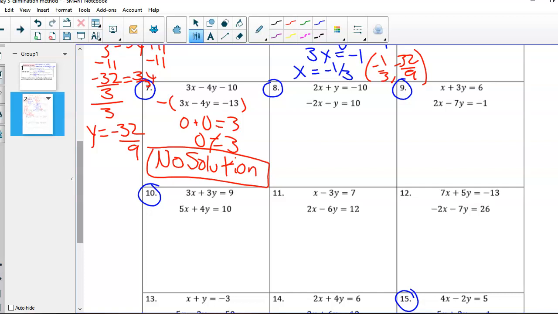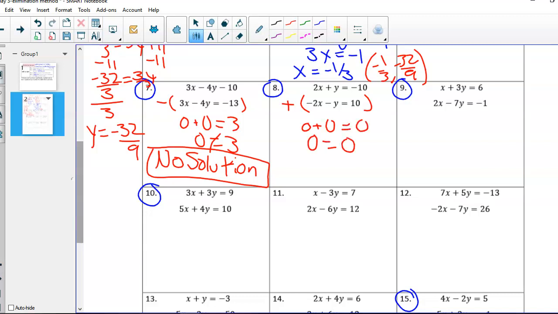For 8, we have the same coefficient kind of in both. Would I need to add or subtract these to get rid of them, to eliminate them? Add. If I add these two, what happens? We get 0: y plus a negative y is 0, negative 10 plus 10 is 0.